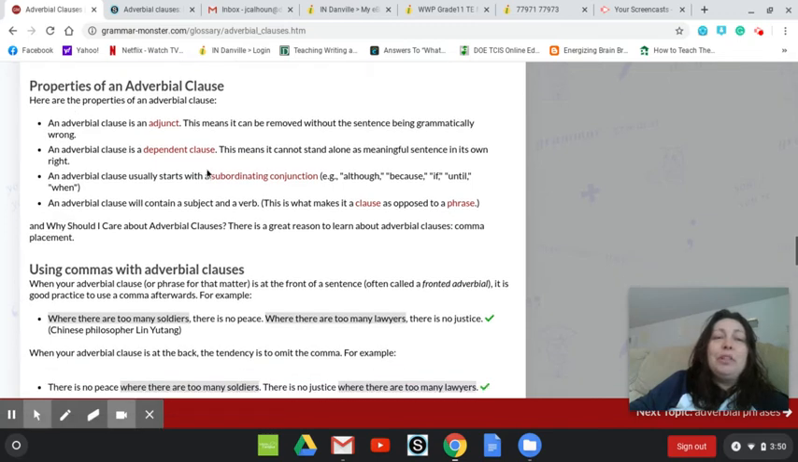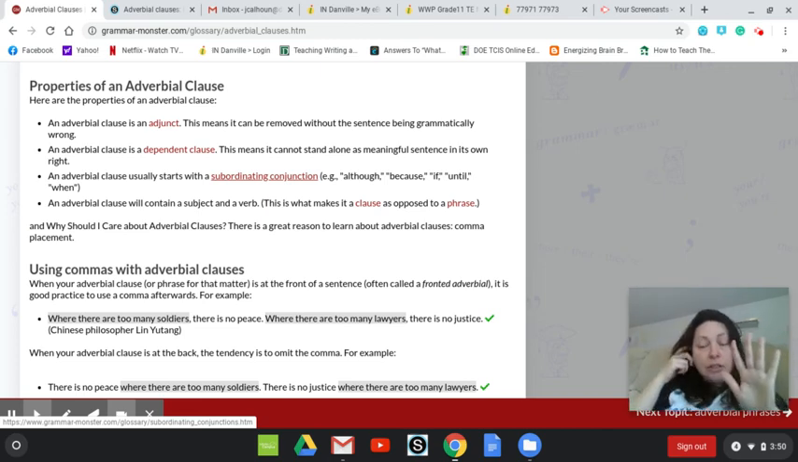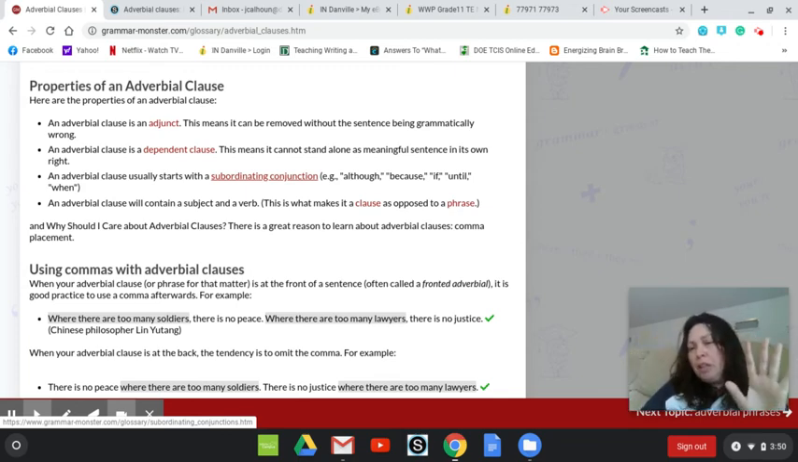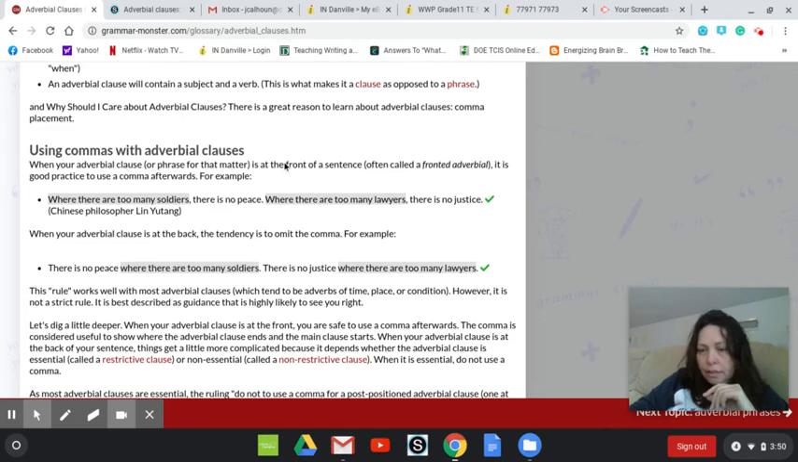It usually begins with a subordinating conjunction: although, because, if, until, when. Since, when, although, because, if. SWABI, swabby. That's a good way to remember that those are adverbial clauses. Since, when, although, because, if. Now there are lots more, but those are pretty common ones. All right. So SWABI is one way to remember the subordinating conjunctions that will begin a dependent clause that usually is an adverbial clause. And then finally, the subject and the verb, as all clauses contain a subject and a verb, right?